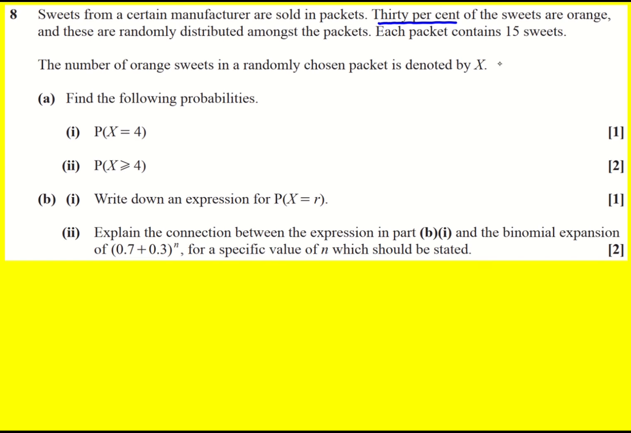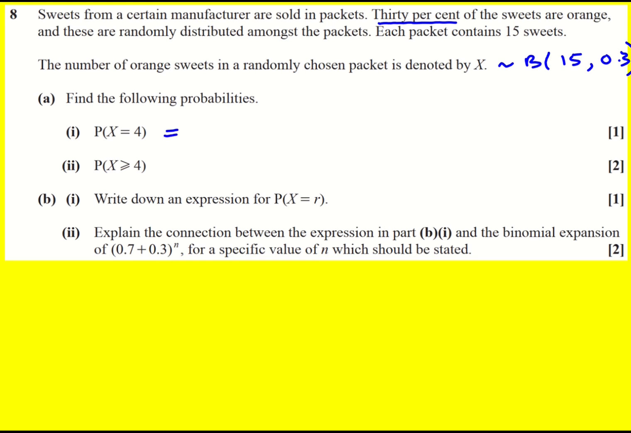Find these probabilities. So this is a binomial distribution because we've got a fixed number of trials. We're looking at 15 sweets and 30% of them are orange. The chance of picking an orange with any given sweet is going to be 0.3.